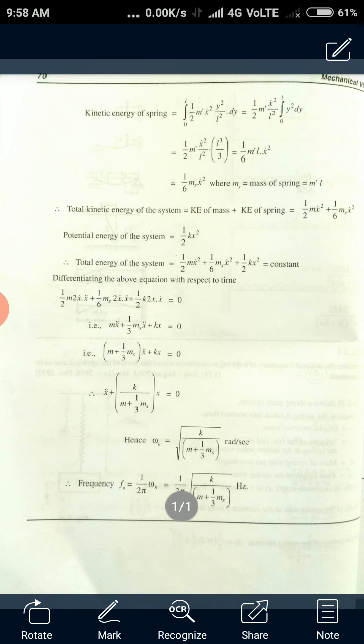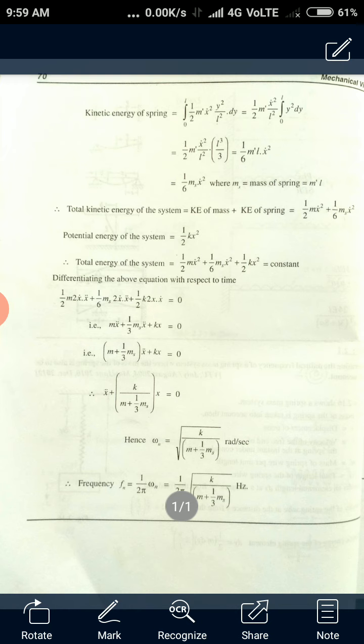Always remember this type of writing. When you have this term, any term can be here. So this term k by m plus ms by 3 is equal to omega square, or omega n square. Omega n stands for natural frequency, natural circular frequency. Hence omega n equal to square root of k by m plus ms by 3 radians per second.